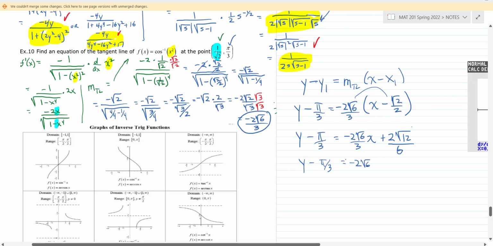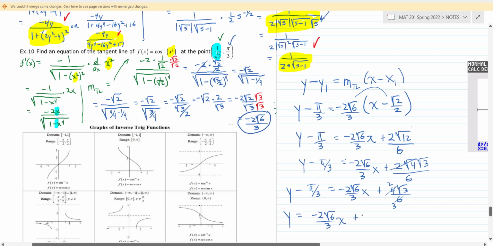Okay, equals negative 2 root 6 over 3x. And then I'm going to change this to 2 times the square root of 4 times square root of 3 over 6. I think I forgot about my 6. So I've got y minus pi over 3 equals negative 2 root 6 over 3x. And then this would be 2 times 2 would be 4 root 3 over 6. And that would reduce to 2/3. So what we would get is y equals negative 2 root 6 over 3x plus 2 root 3 over 3 and then moving the pi over 3 to the other side, you would get this. So that would be the answer.